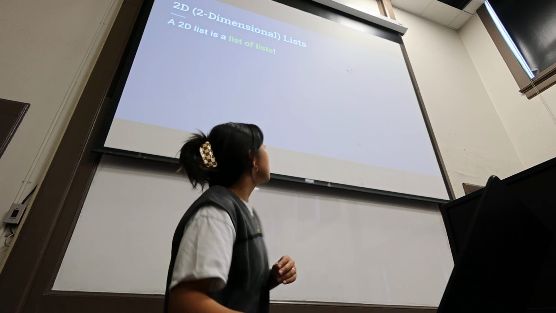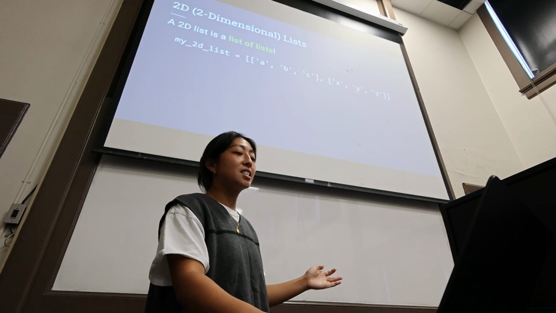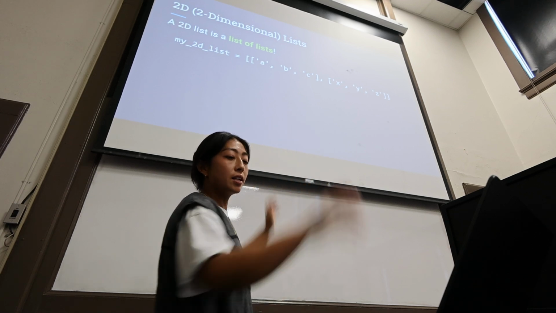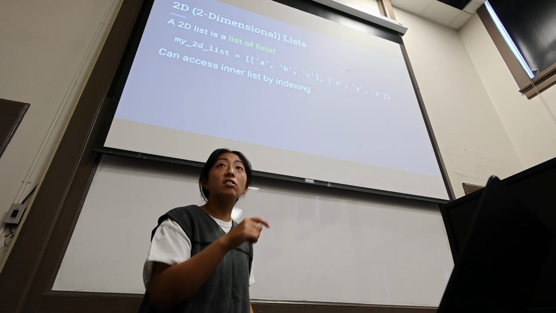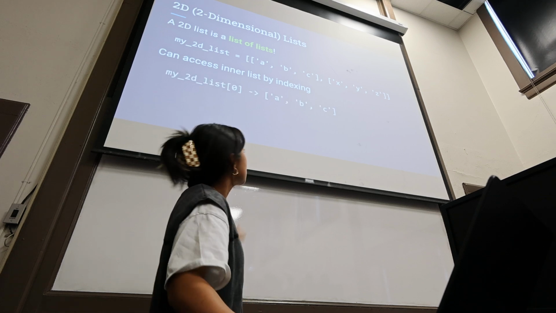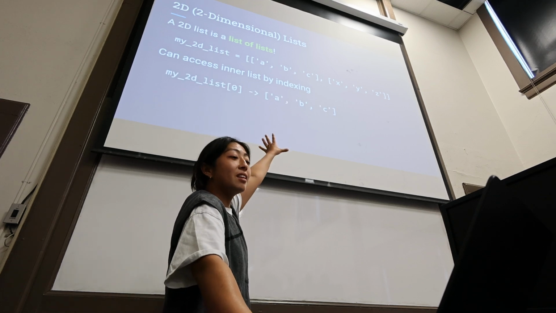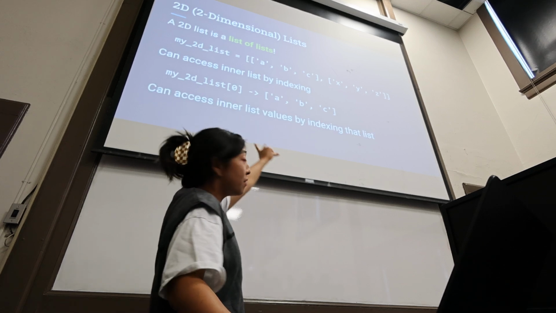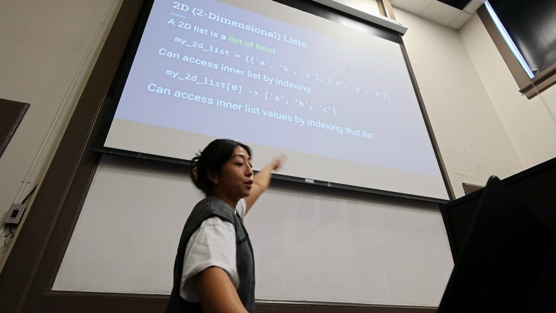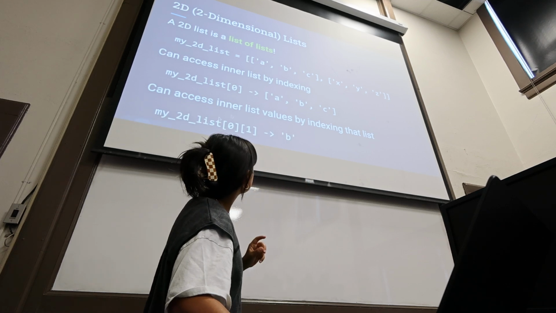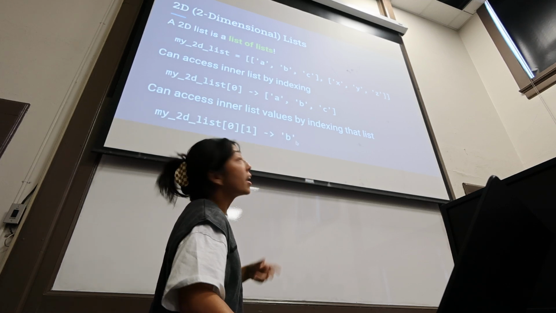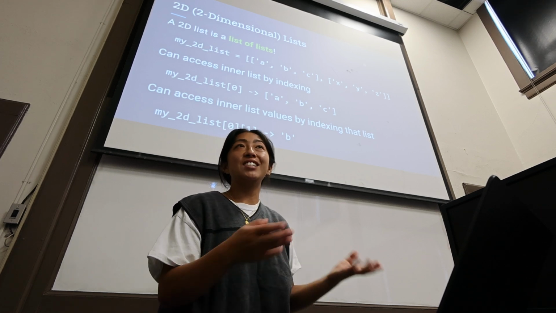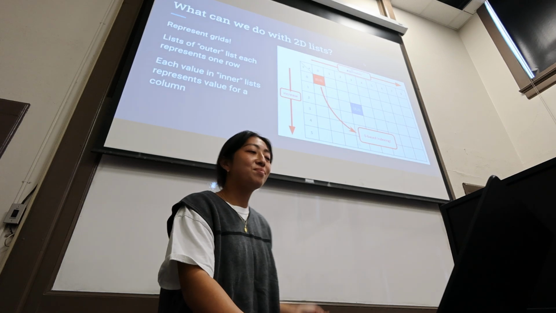Okay. So a 2D list is just a list of lists. So this 2D list looks like this, right? It's lists inside the outer list. And then you can access the inner list by indexing into it. So the 0th element of this list is another list, and it's ABC. And then you can access the values inside this inner list by indexing further, right? So you can see we're indexing twice to get a value that is a character. So really a 2D list is just a list.